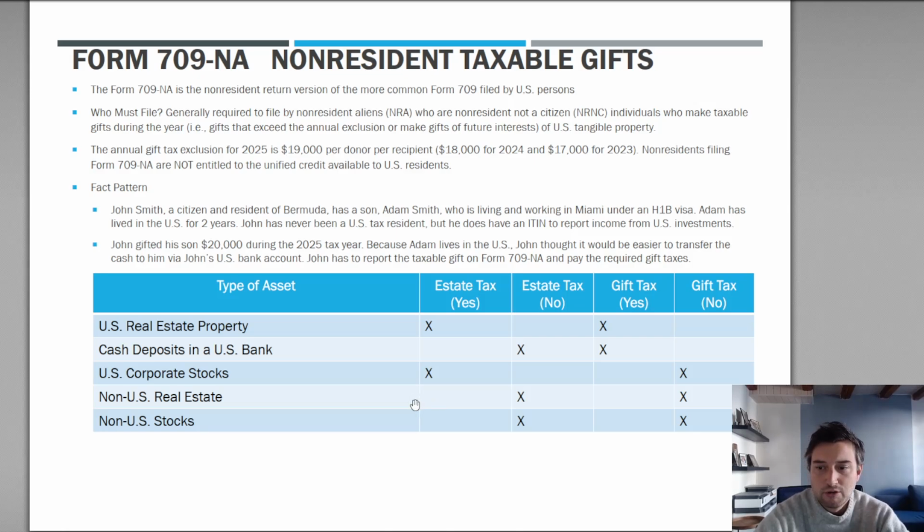But if you as the shareholder are alive and you transfer that property to somebody else as an intangible asset, it's not subject to the gift tax. So you're better off transferring stocks to somebody, not having to pay the gift tax, versus transferring cash deposits in a U.S. bank account. All right, so let's have a look at the fact pattern here.